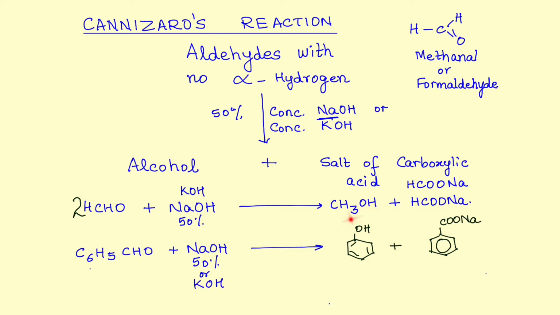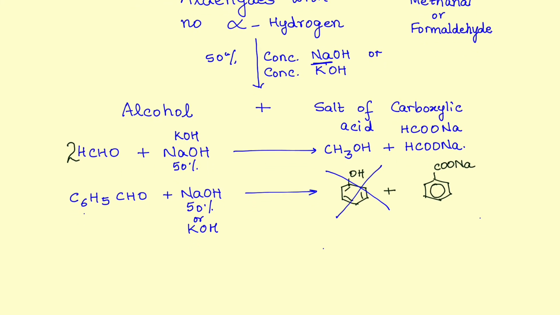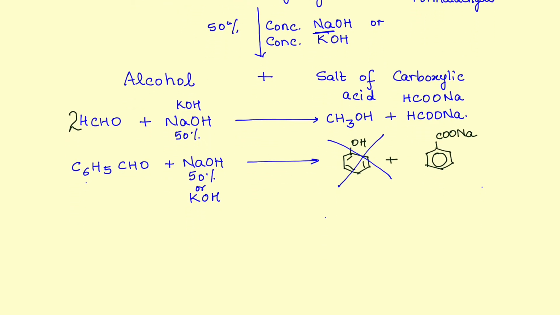So, have you written the product as C6H5OH and C6H5COONa? Have you written the product like this? If yes, then the first product of yours is wrong. Can you think about the reason why it is so? Look at what I told you in the previous reaction.